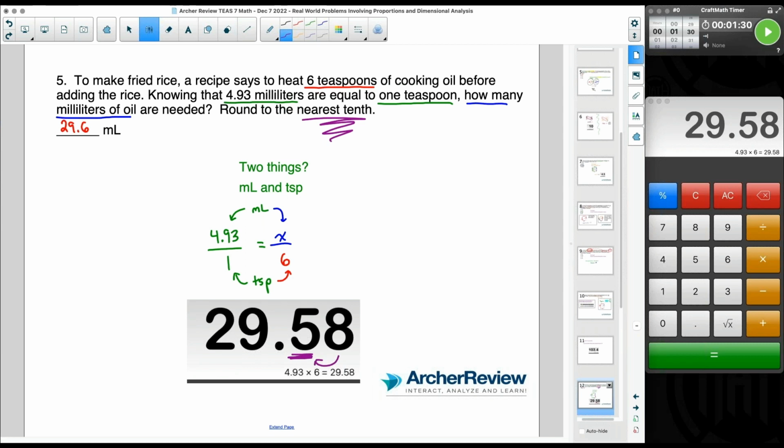Now, what you don't want to do, you don't want to type in 30. If you got 30, you're setting the problem up right. It's just that you got to make sure you follow those final directions for that final answer. So 29.6 is how you would want to type that in.